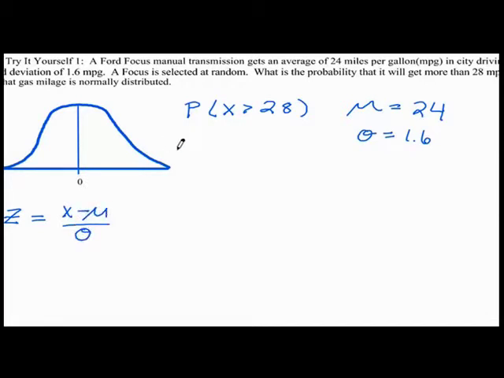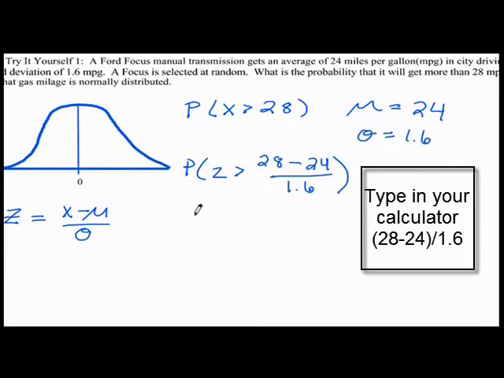And so we're going to change this. We're going to actually find the probability that z is greater than, and in place of the x, we're going to put our 28 minus the mu, which is 24, divided by the 1.6, which is our sigma. And so when we do this, make sure you press enter after you subtract or put parentheses around the numerator. You'll end up with the probability that z is greater than 2.5.